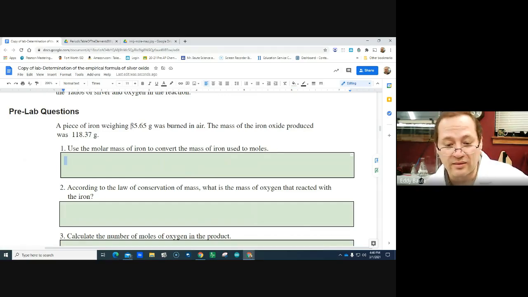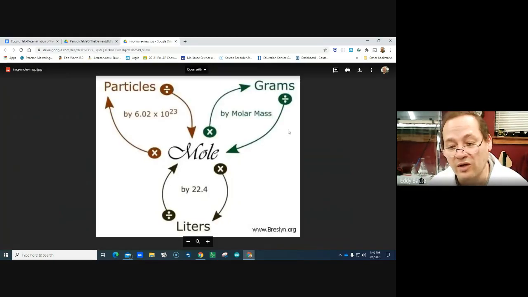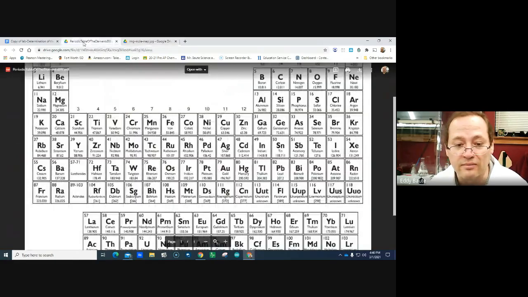So here's the mass of iron. Let's type it in here. 85.65 grams have to be converted into moles. You can use the mole math to know what to do. If you have the grams, the mass, you divide the grams by the molar mass of iron, and you will get the moles. So that's what we need to do. Divide the mass by the molar mass.